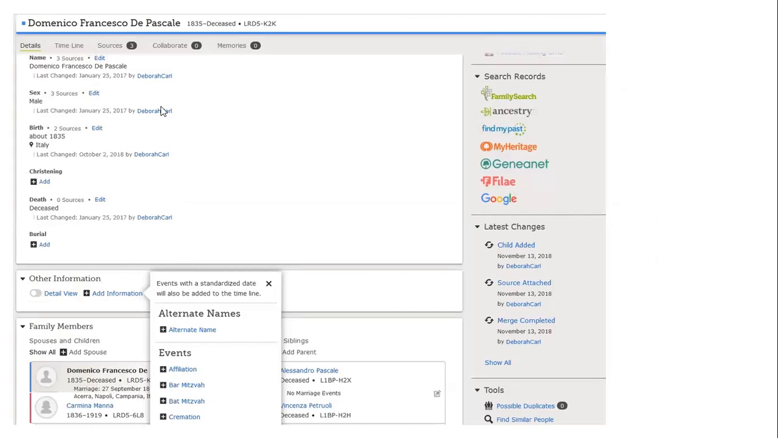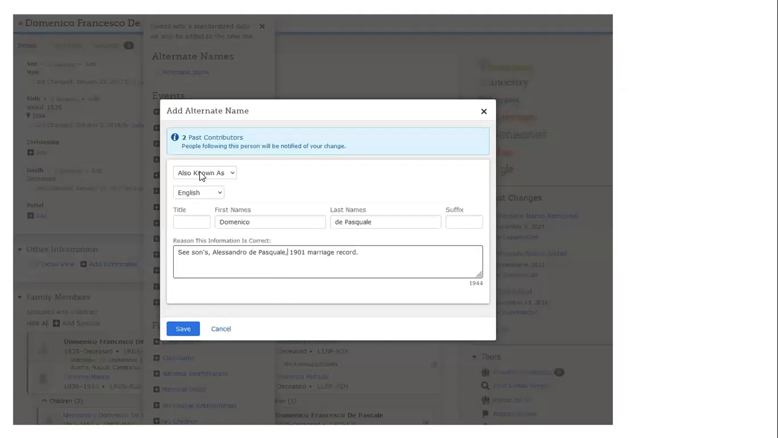Okay. This person is Domenico Francesco Di Pascale, the last name this time. I have a record where it's spelled with the Q. So I went here, clicked other information, add information, alternate name. And then I said also known as Domenico Di Pascal, and I got that information from his son's marriage record.